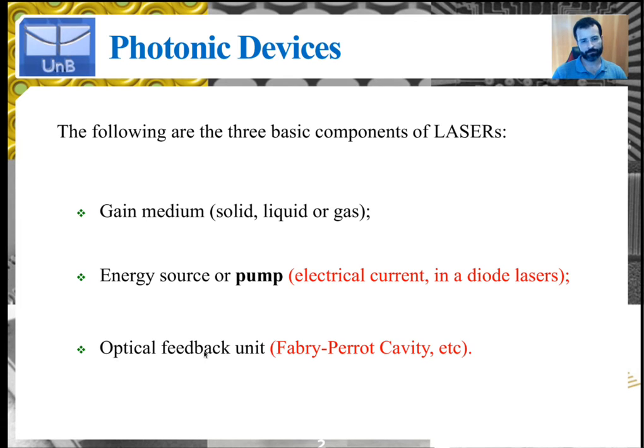And also, as we've mentioned, you need an optical feedback unit. Usually a mirror, a Fabry-Perot cavity, or any other type of mirror cavity, such as distributed cavities based on Bragg reflectors and so on and so forth. So you need a feedback mechanism.